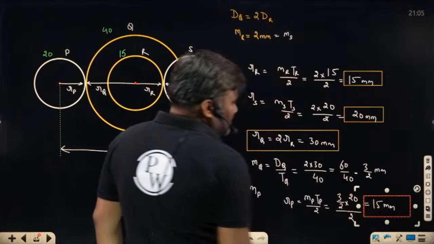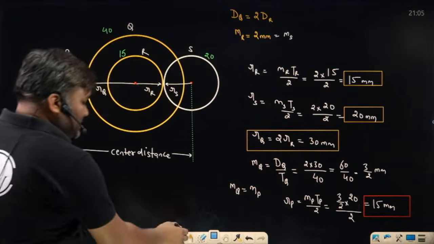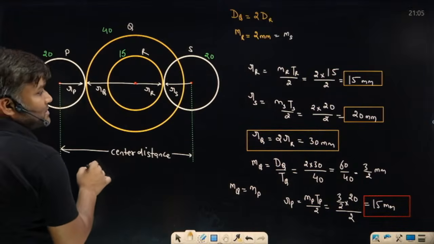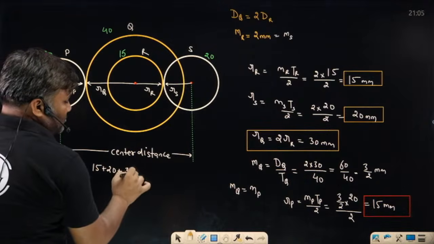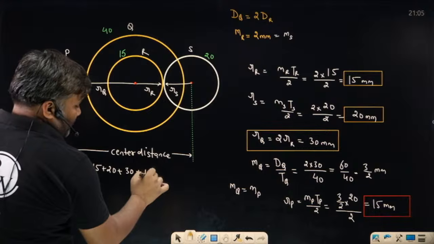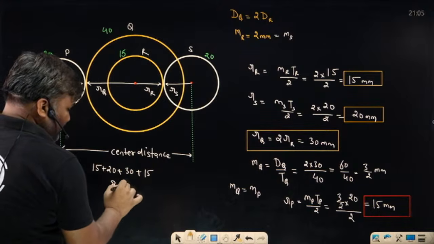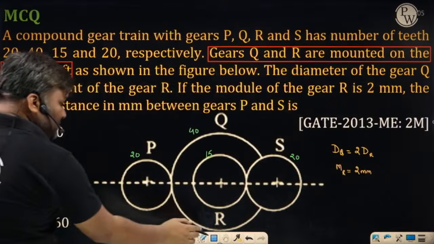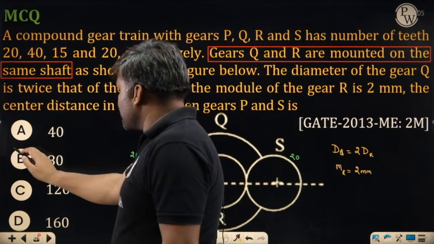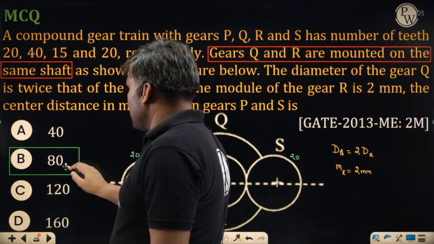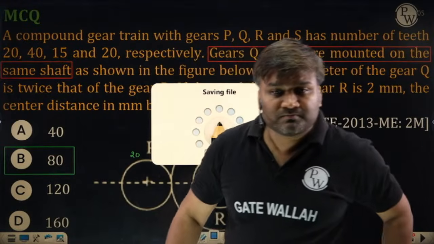So 15 mm, 20 mm, 30 mm, 15 mm. All these radii I have got. What will be the center distance, beta? 15 plus 20 plus 30 plus 15. This is coming out to be 80 mm. What is the answer? 80 mm is given as option B, Bombay. Tell me in the chats, comfortable or not?